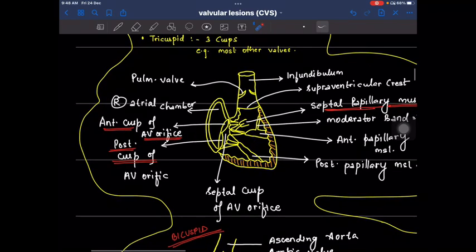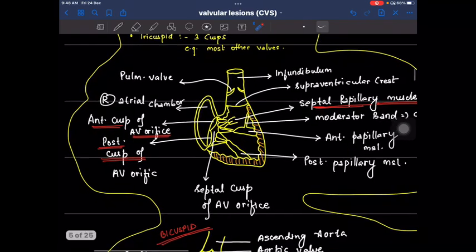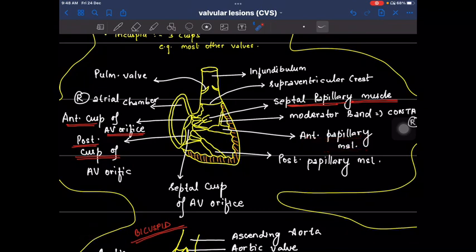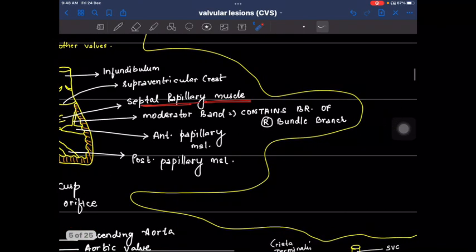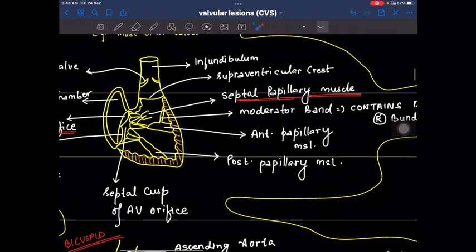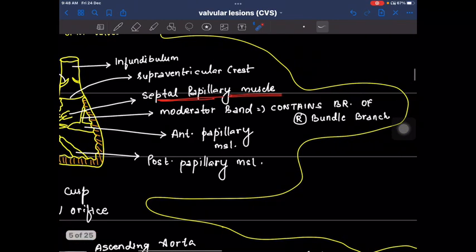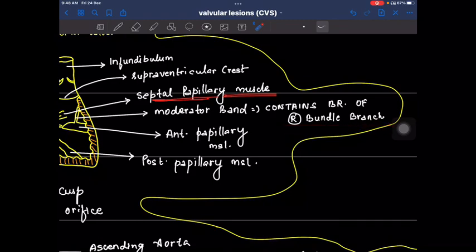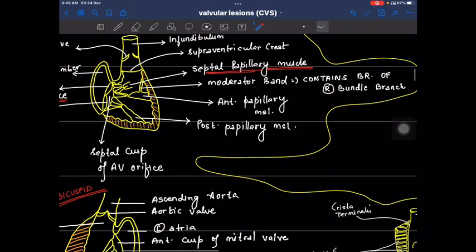One peculiar thing is that in the anterior papillary muscle, there is one extension of muscular bit. This is called the moderator band. It is a muscular extension from the anterior papillary muscle to the anterior wall. Why is this important to know? This moderator band houses a branch of the right bundle branch. So if there is anterior wall ischemia in the right ventricle, we can expect injury to this bundle branch, leading to various kinds of arrhythmias. That's something you need to keep in mind.